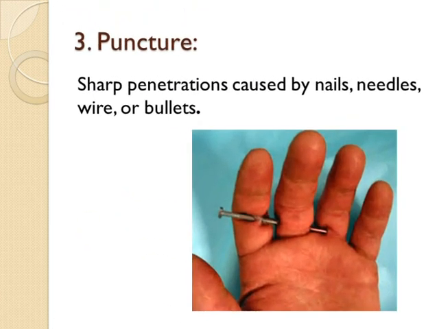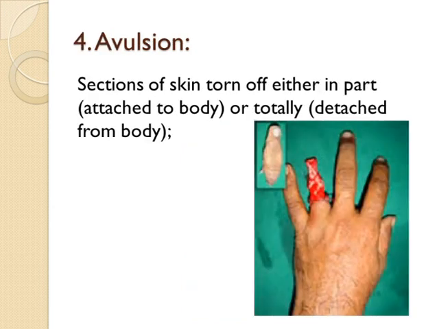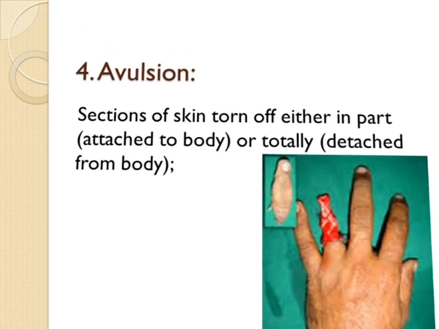Number three, we have puncture injuries, which are sharp penetrations caused by needles, nails, bullets, or wires, as shown in front of you. And then we have avulsion, where a section of the skin is totally torn, either remaining partly attached to the body or totally detached from it, as shown here, where the ring finger is totally degloved and avulsed.